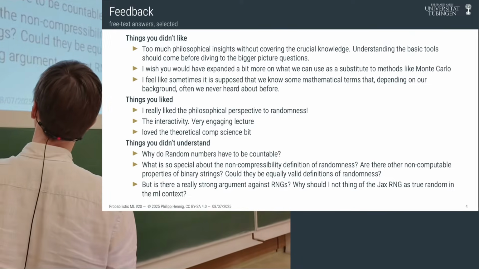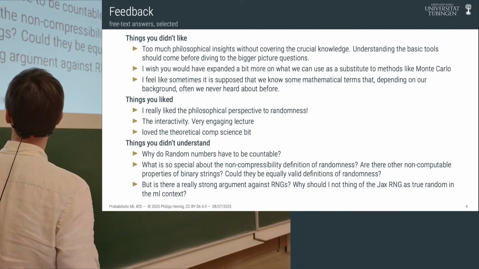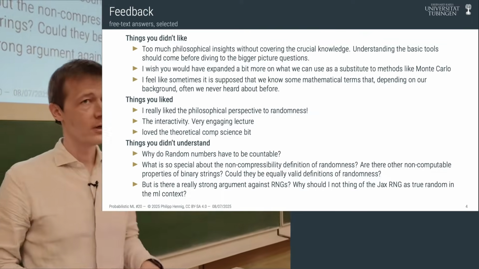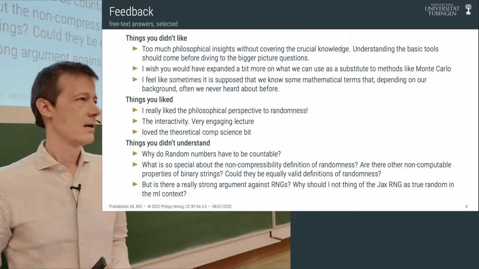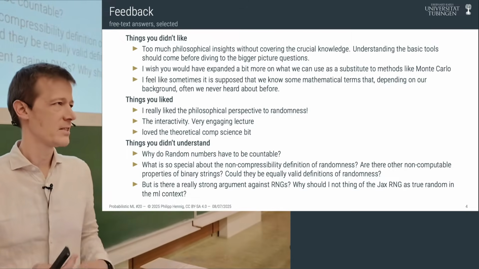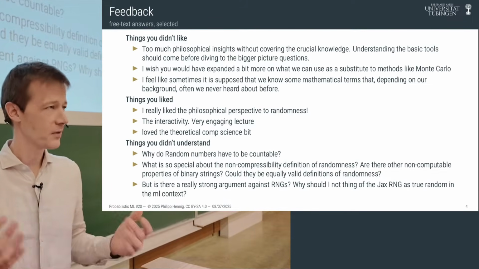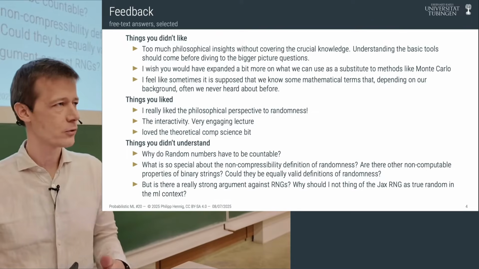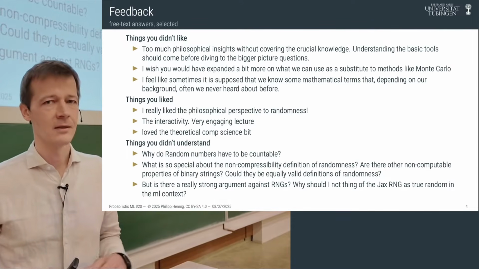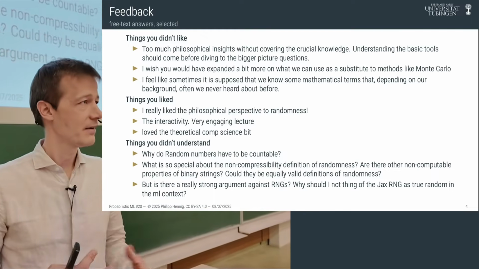Secondly, what's so special about the non-compressibility definition of randomness? Are there other non-computable properties of binary strings? So Rice's theorem says that almost all, well, actually all non-trivial semantic statements about algorithms are uncomputable. So a lot of things are uncomputable, not just randomness. And in fact, the results that I showed you, if you read them again, kind of show that there are a lot of random numbers. Most numbers are random, actually.